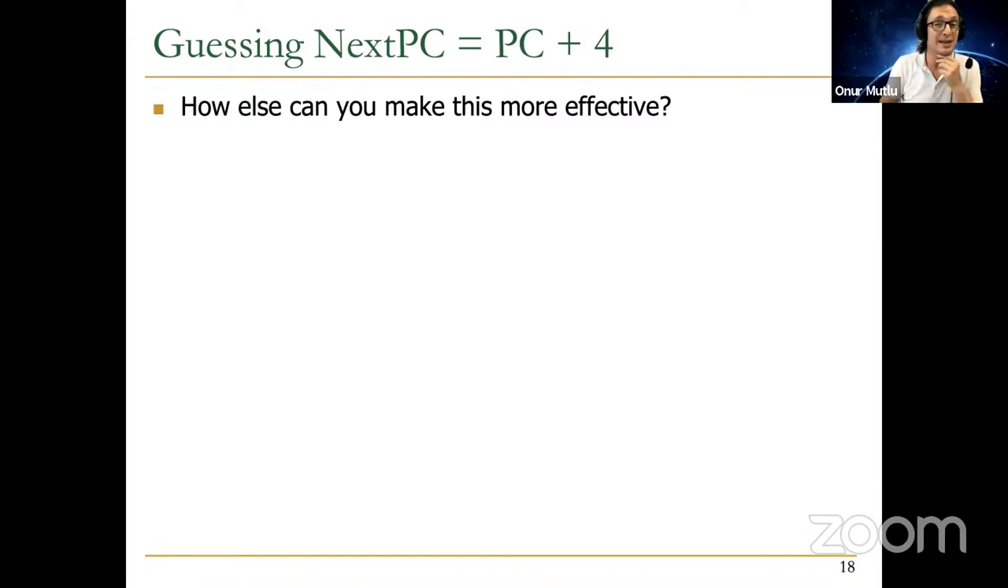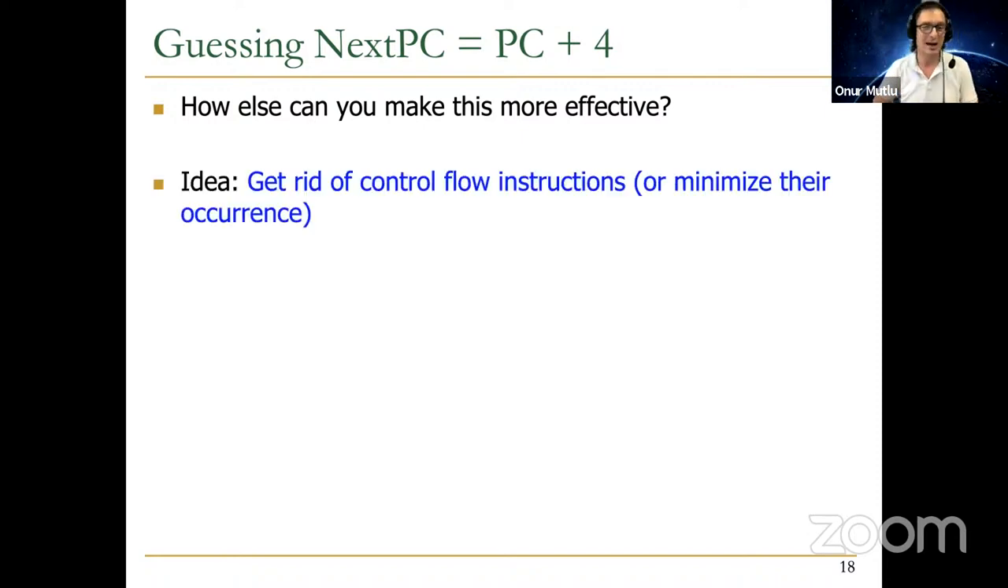If you're interested, you can read the trace cache ideas. Okay, how else can you make next PC equals PC plus four more effective? If you're always predicting not taken. Well, in general, how else can you make pipelines more effective? Getting rid of control flow instructions helps. This is not making just the not taken prediction more effective, but making any pipeline more effective. If you can get rid of the control flow instructions or minimize their occurrence, that's great.